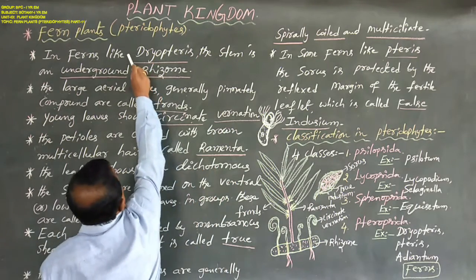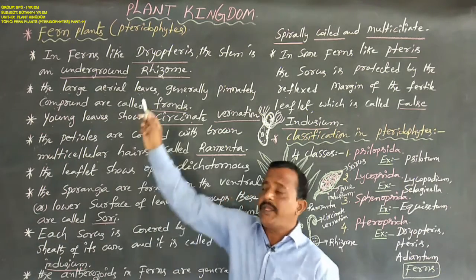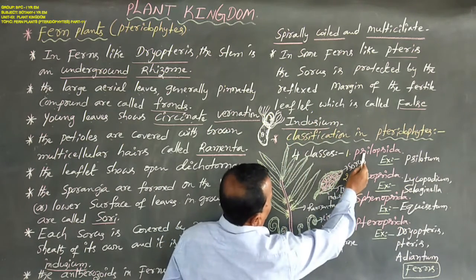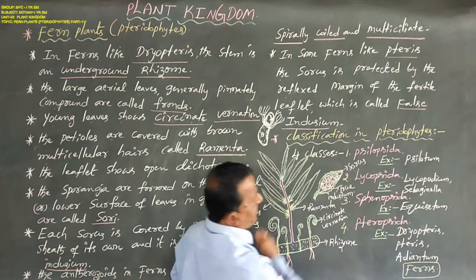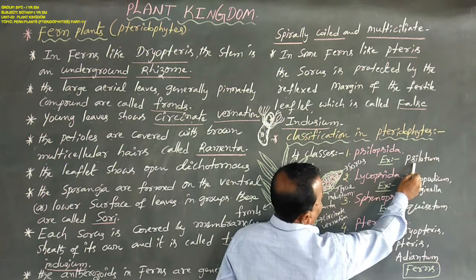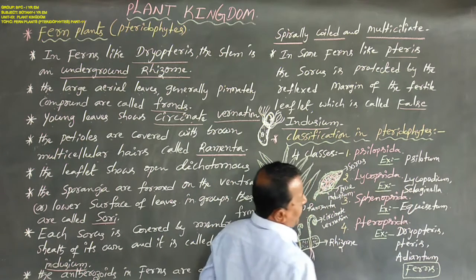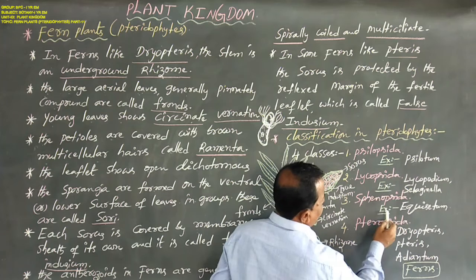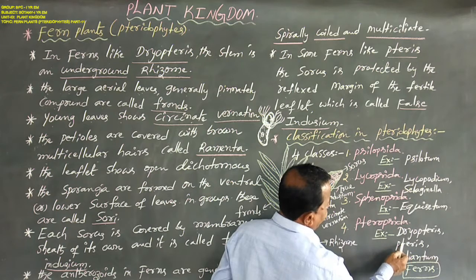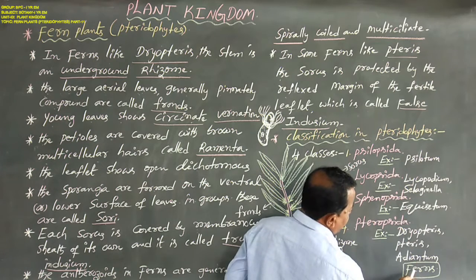Don't get confused here. In Pteridophytes the P is silent, in Psilopsida the P is silent, in Pteropsida the P is silent. Psilopsida has the example Psilotum. Lycopsida has the examples Lycopodium and Selaginella. Sphenopsida has the example Equisetum. And Pteropsida has the examples Dryopteris, Pteris and Adiantum. These three are commonly known as ferns.